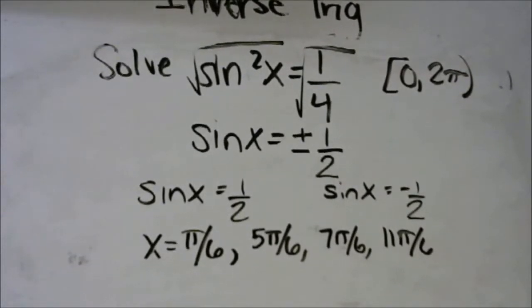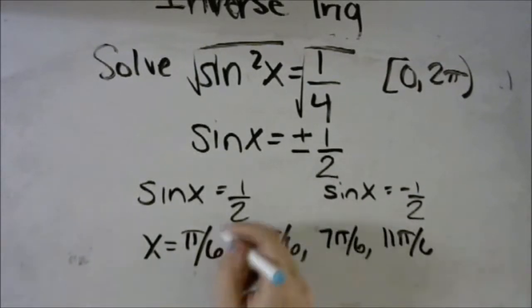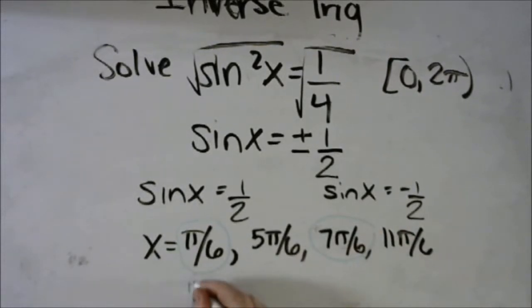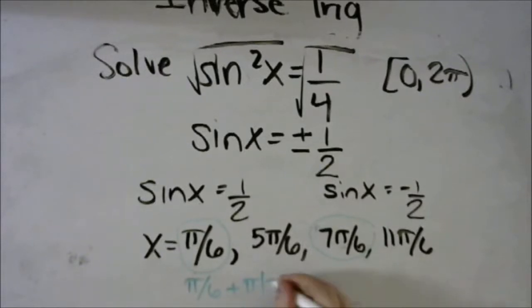How would we write this answer if instead of asking ourselves for the interval 0 to 2 pi, we instead wanted the interval of all answers? Well, some of these have a relationship. For example, pi/6 and 7pi/6 are pi away. So we can write these two answers. If instead we were trying to find all solutions, we can write these answers as pi/6 plus pi k.